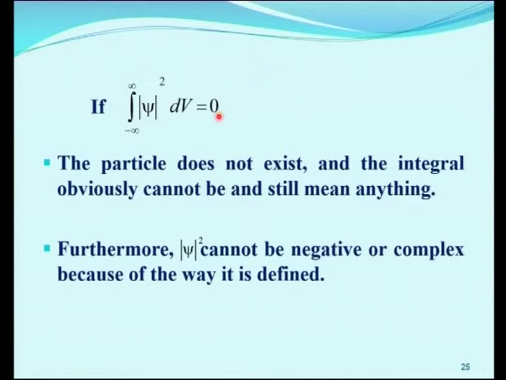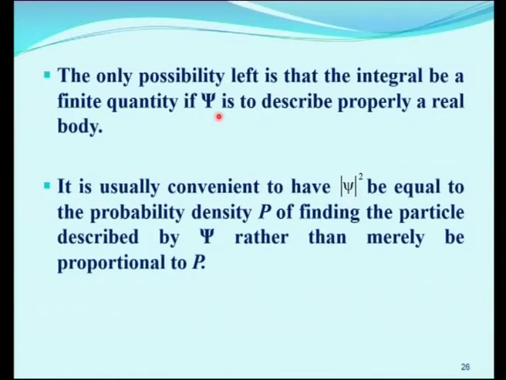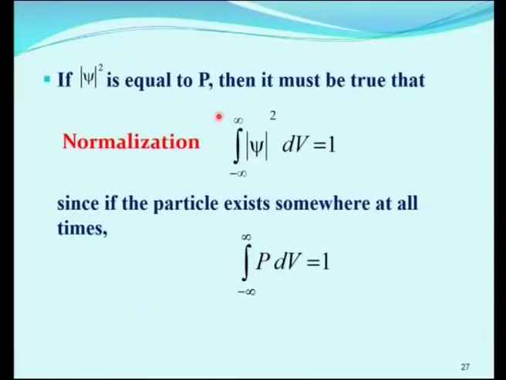Furthermore, this modulus psi squared cannot be negative or complex because of the way it is defined. The only possibility left is that the integral be a finite quantity if psi is to describe a real body. It is usually convenient to have modulus psi squared be equal to the probability density p of finding the particle described by the wave function psi, rather than merely proportional to p. If modulus psi squared is equal to p, then it must be true that the normalization integral, minus infinity to plus infinity modulus psi squared dv, is equal to 1.